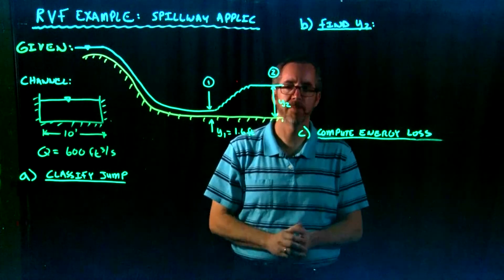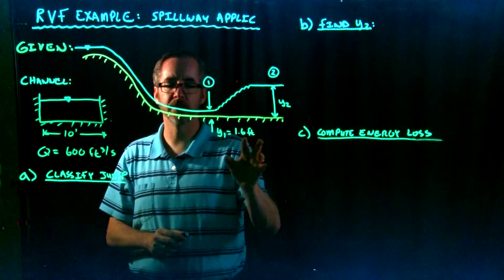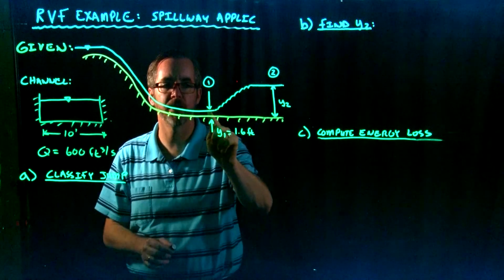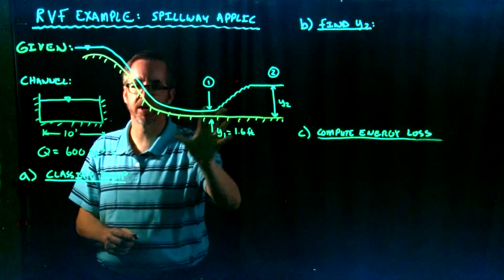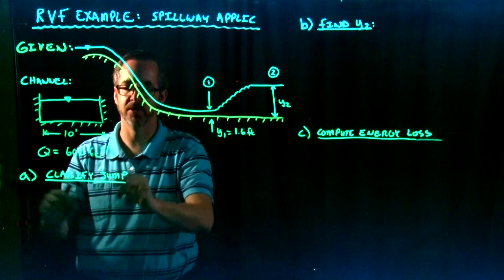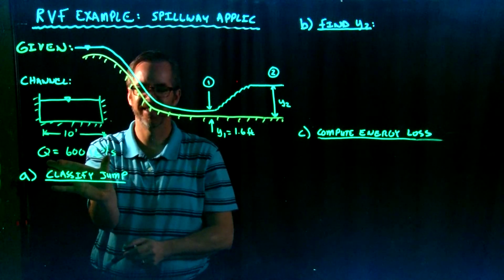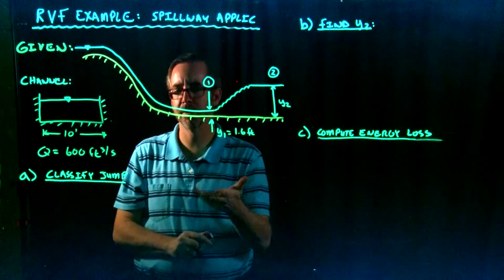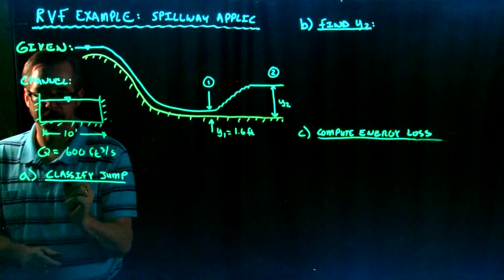Okay, so for this first step with the classification, for us to classify this jump, we need to know the Froude number at point 1, at the point at which it's jumping. Now, I'm given that this is a rectangular cross-sectional channel. It's a 10-foot wide rectangular channel. We know the flow going through this spillway is 600 CFS. So the first thing I'm going to do is calculate the velocity. I know I'm going to need that.